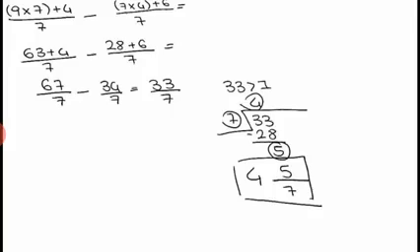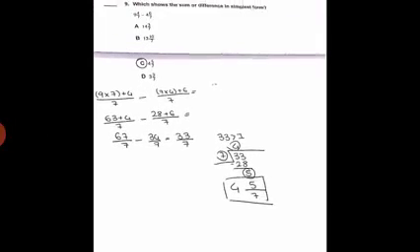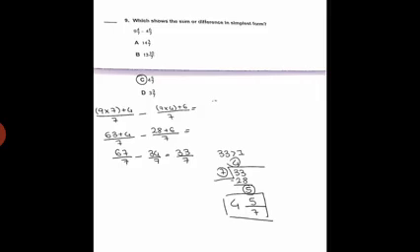So we have 7, 4, and 5. We bring the 4 and we write it alone. The 7, we put it down, and the 5, we put it in the numerator. So our result is 4, 5 over 7. So the result is C.